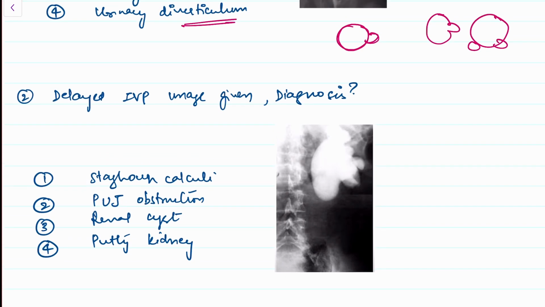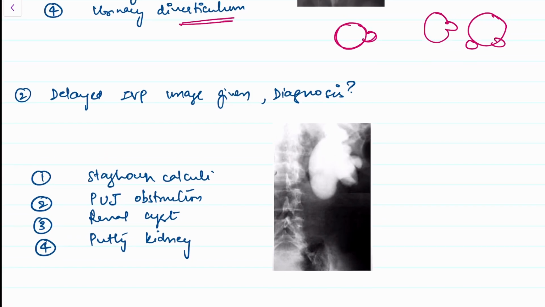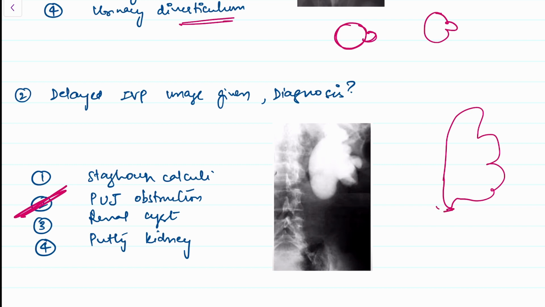So next question. Okay, so next image, a delayed IVP image was given and the diagnosis was being asked. So there are multiple options here, but I think the option which clearly depicts the question is, so guys, if this was the image that was given, then the answer would be pelviureteric junction obstruction. So it is gross hydronephrosis due to PUJ obstruction in the kidney.